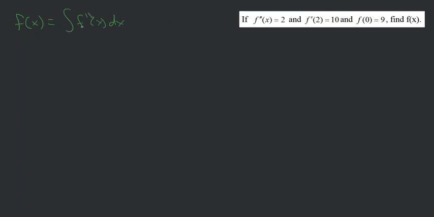What if we had the integral of the second derivative? That's going to equal the first derivative. So this is how we're going to begin with this problem. We're going to start by finding the first derivative. The first derivative is going to be the integral of the second derivative. So that means I'm just going to put a 2 right there, dx.